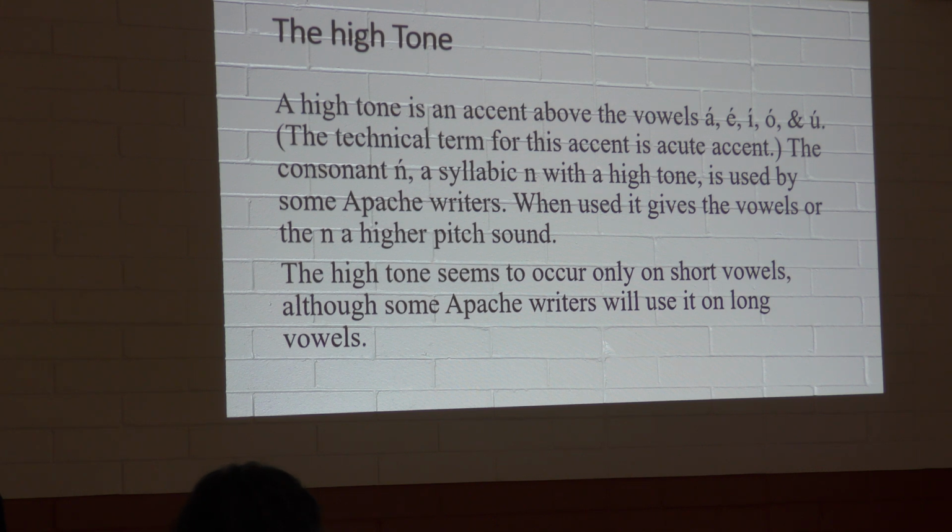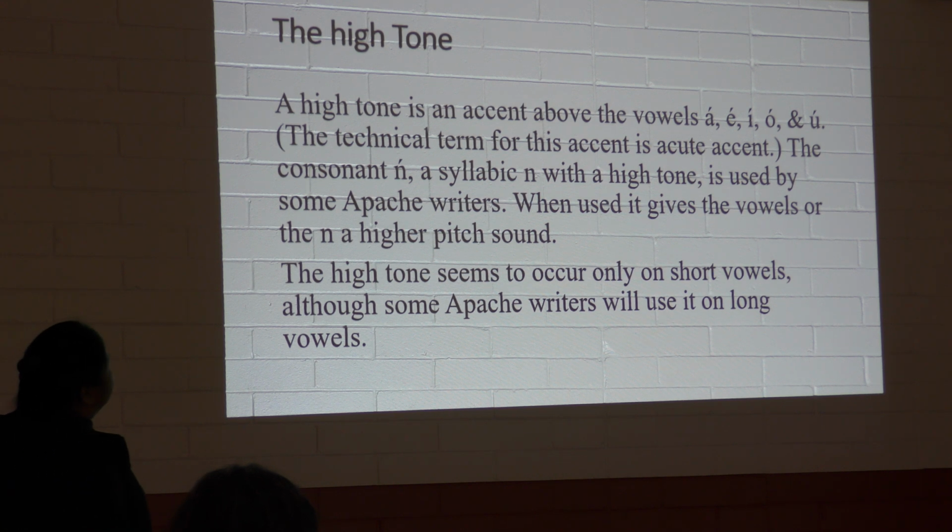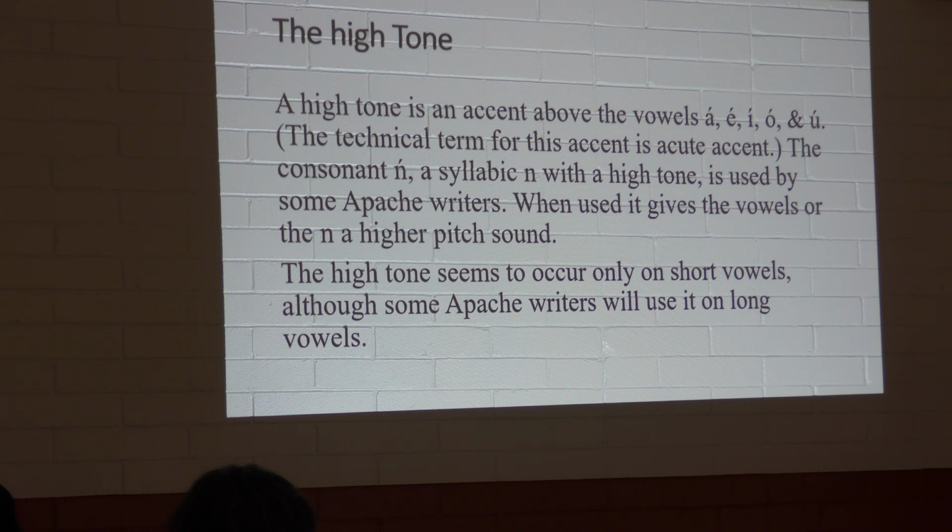So the high tone is an accent above the vowels A, E, I, O, U. The consonant N is symbolic and with a high tone is used by some Apache writers. When used, it gives the vowels or the N a higher pitched tone. The higher tone seems to occur only in short vowels, although some Apache writers will use it on long vowels.